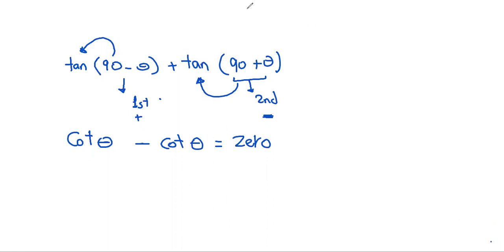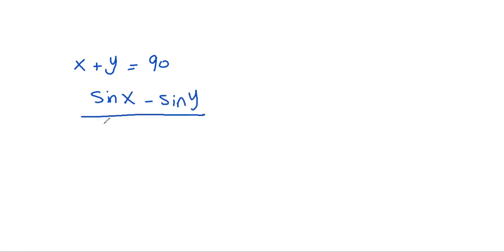Number 16. Tell me. If x plus y equals pi over 2. x plus y equals what? Pi over 2, which is 90. Then sin x minus sin y over cosine x minus cosine y.